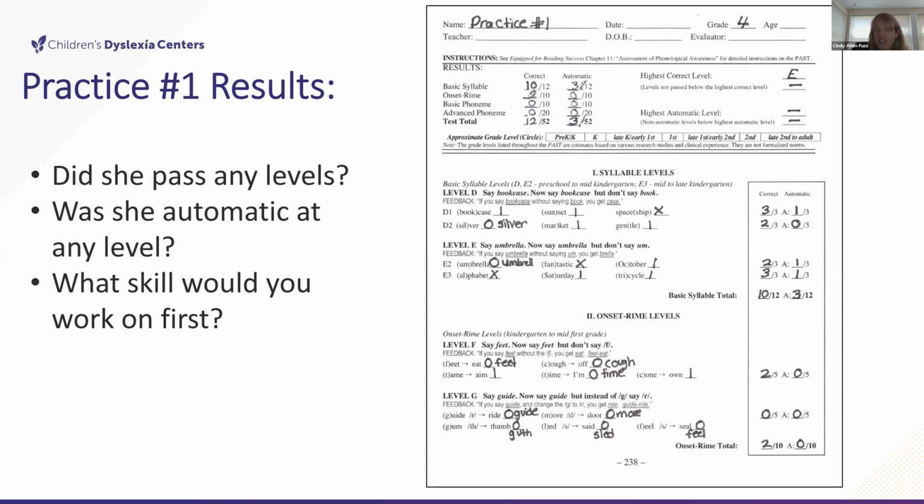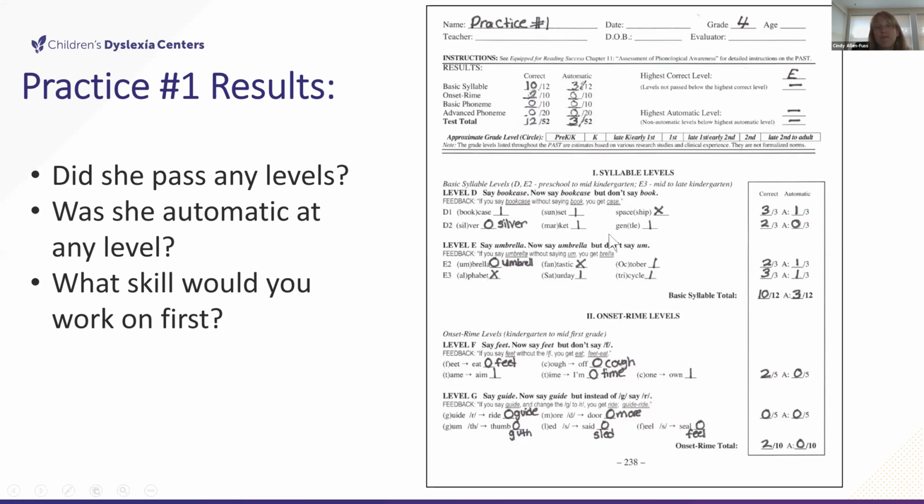I used the discontinue rule and stopped there because looking at F and G, she had 2 out of 10 correct. And with the discontinue rule, if they have 2 levels in a row that are 0, 1, or 2 out of 10 points, you stop for correct number of points.